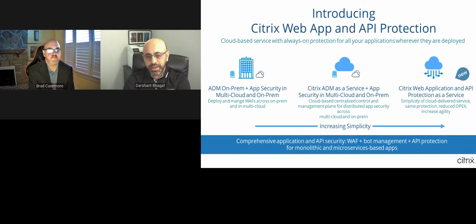The same proven protections can now be consumed in a simple cloud-delivered app security service called Citrix Web App and API Protection Service, CWAP. CWAP allows you to quickly secure your applications and APIs, reduce operational overhead, achieve continuous protection, and increase agility without the need of deploying anything in your network.